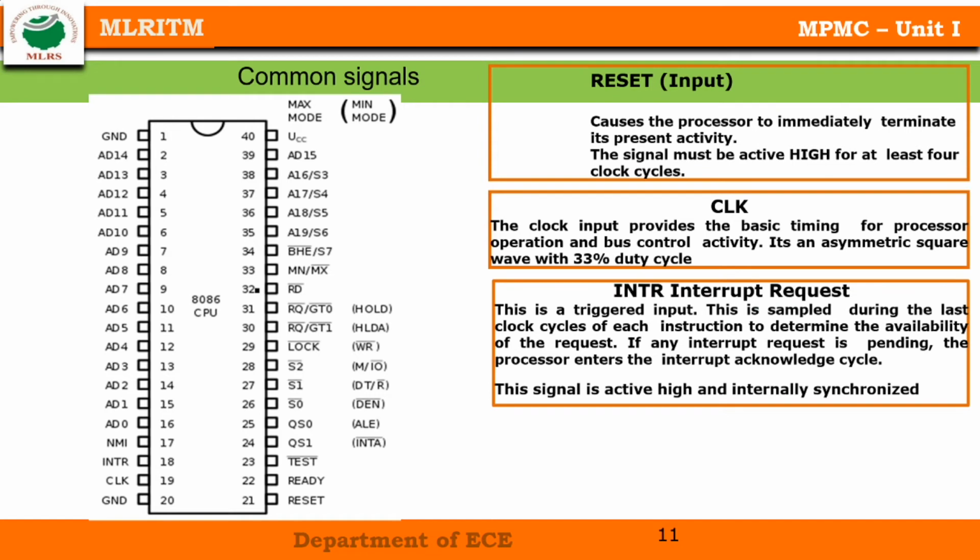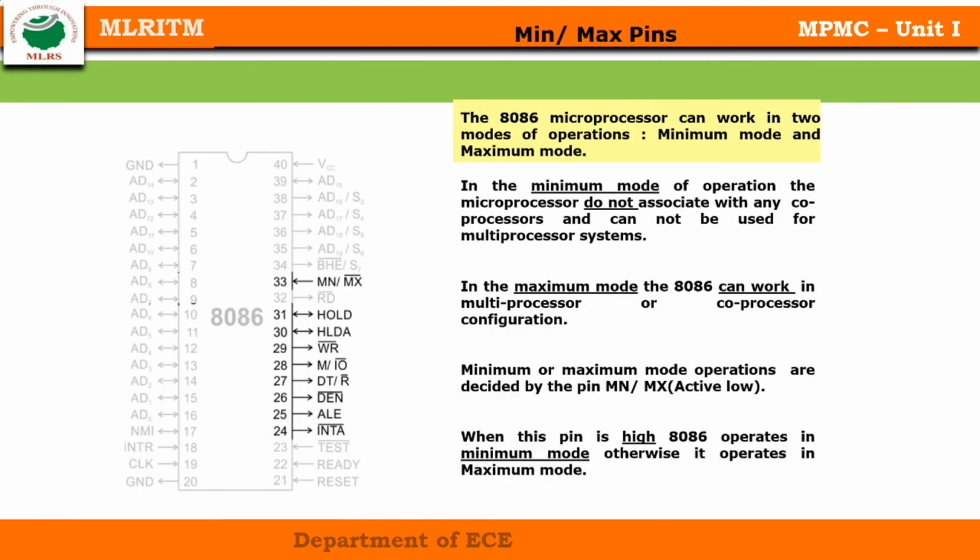Next, pin number 18, INTR, interrupt request. This is a level triggered input. It is sampled during the last clock cycle of each instruction to determine the availability of a request. If any interrupt request is pending, the processor enters the interrupt acknowledgement cycle. This signal is active high and internally synchronized.